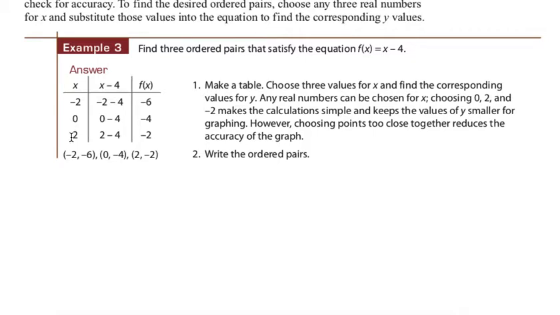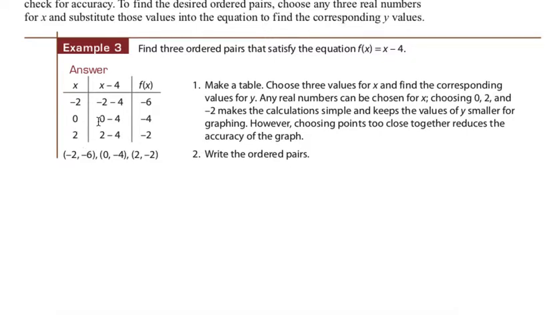So once you figure out which x coordinates you're going to use, then you plug them into the function. Our function is right here in the middle, x minus 4. You plug it in, and after you plug it in and do the order of operations, you get your y value, your output, or your f of x. These are all the same thing. So you plugged in -2. -2 minus 4 is -6. And here's your first ordered pair. You plugged in -2 and you got -6.